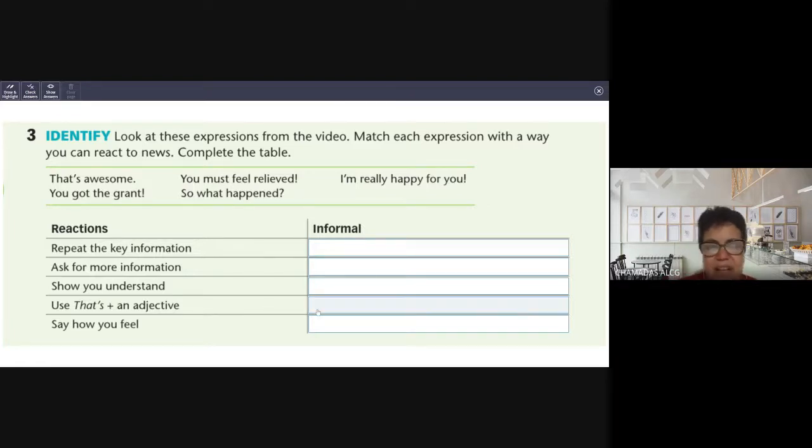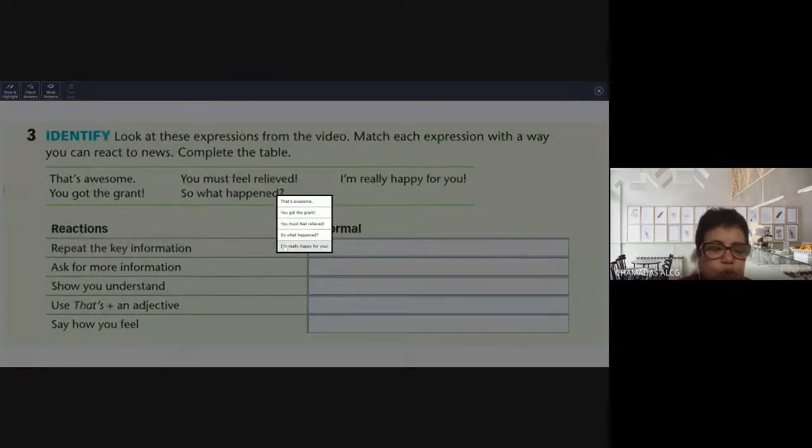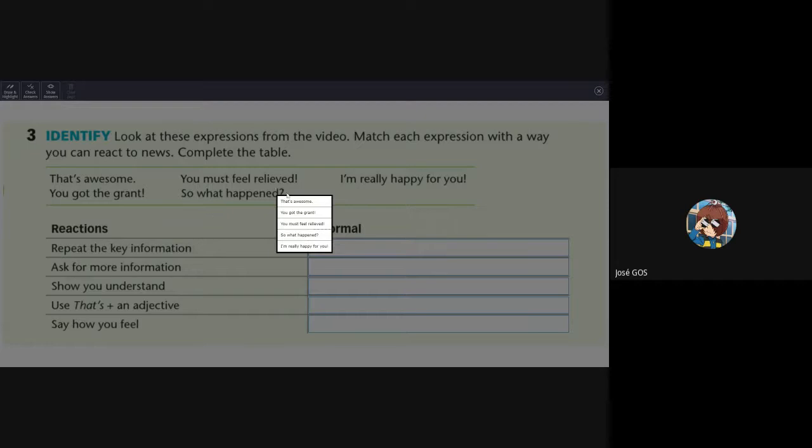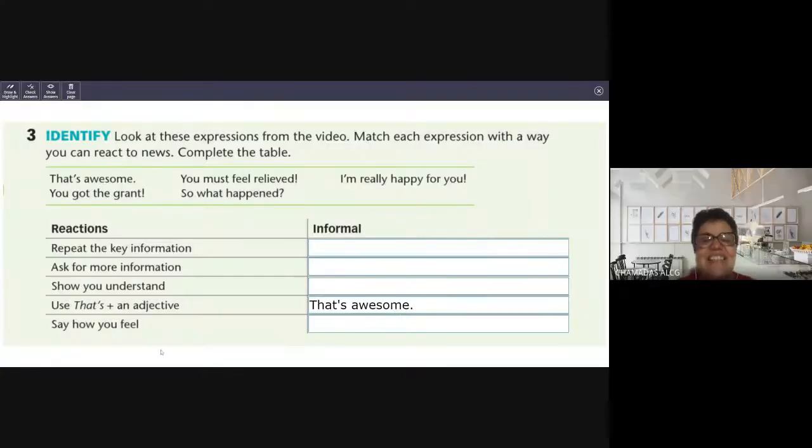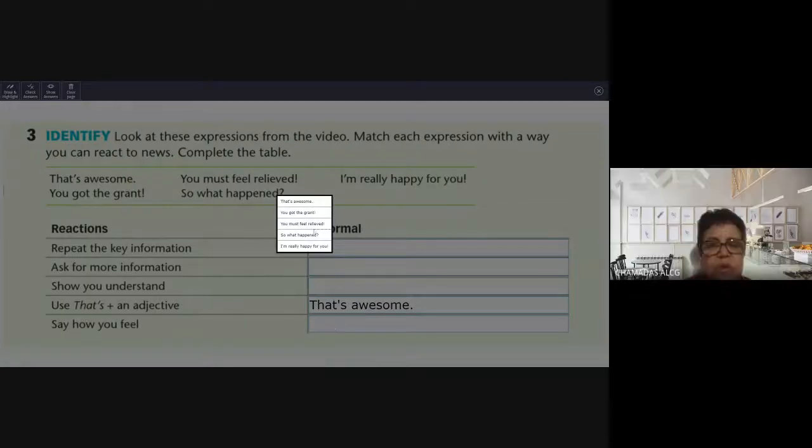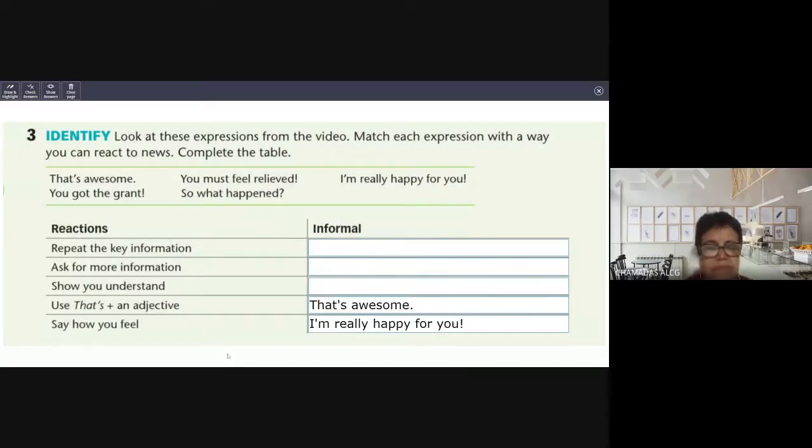Okay. So here we can complete. Which one matches this description? Use that's plus an adjective. That's awesome. Oh, that's great. All right. Now let's go to the last one. Say how you feel. I'm really happy for you.